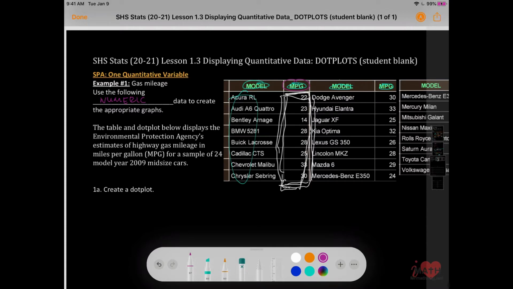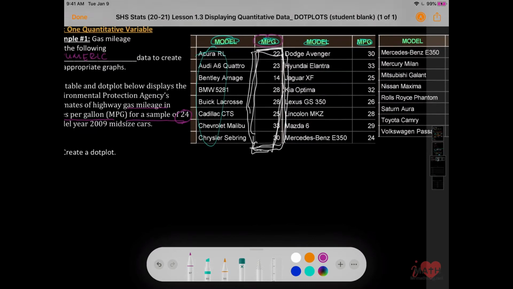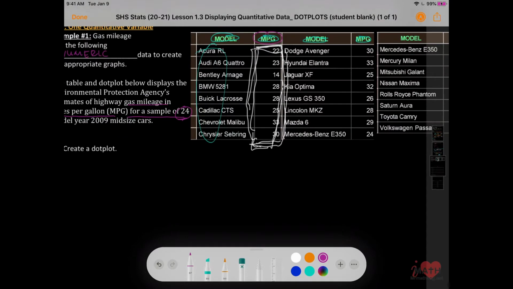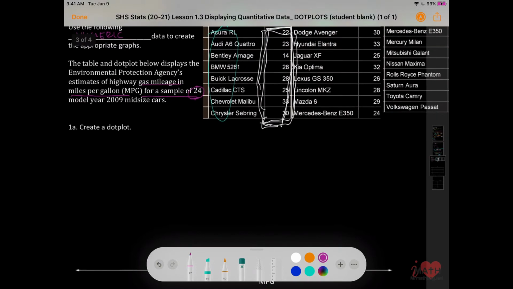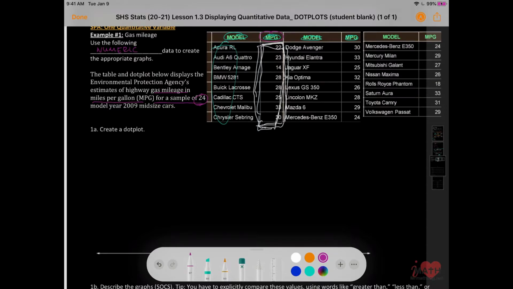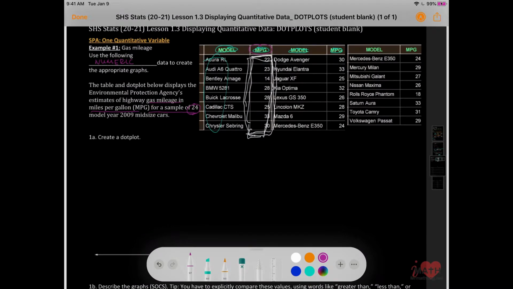The table and dot plot below display the Environmental Protection Agency's estimates of highway gas mileage in miles per gallon for a sample of 24 model year 2009 mid-size cars. So the first thing we need to do is create a dot plot. We're going to do the same thing as we've done with circle graphs and bar graphs. We're going to have a title, and my title is probably going to be something like 2009 mid-size cars.